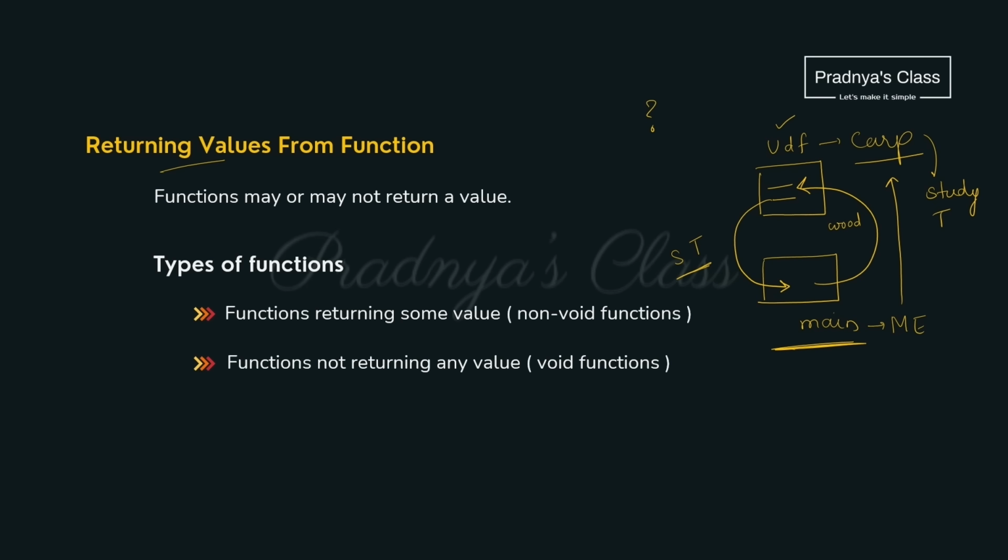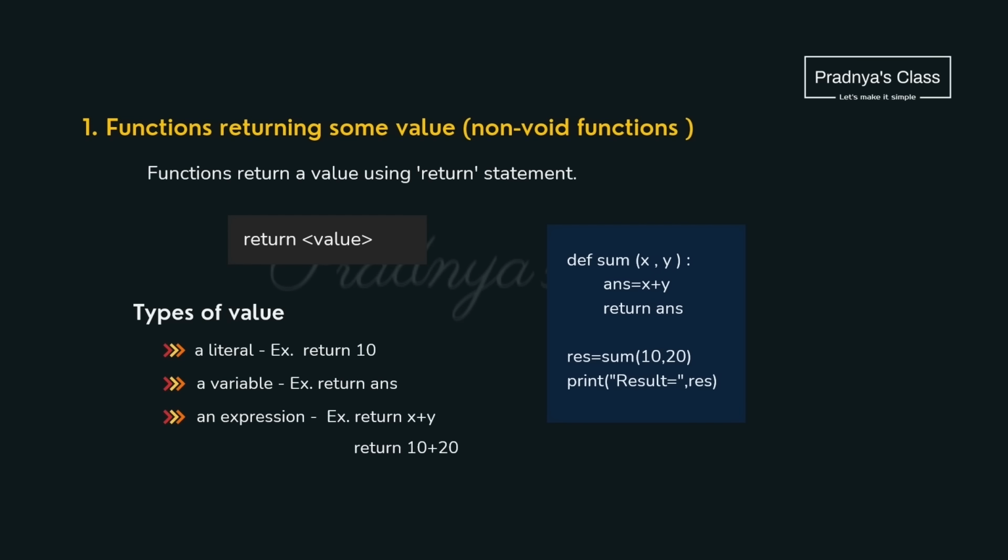But it is not necessary. Some function will return value, some function may not return value. Ideally, we send back the value to the main. So let's understand, if you want to send back value to the main program, how we do it. For that, we will be using return statement. After return, we will be writing value. It can be constant, it can be a variable, or it can be an expression also.